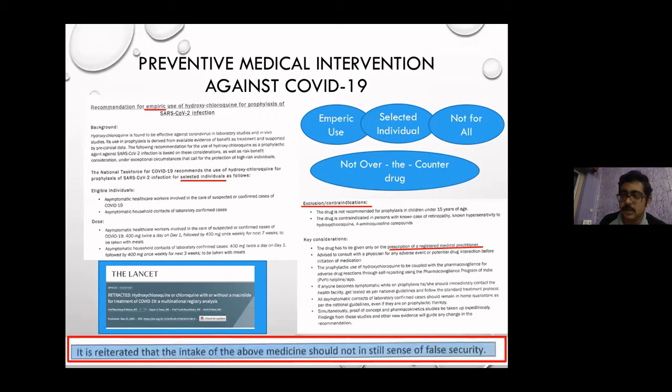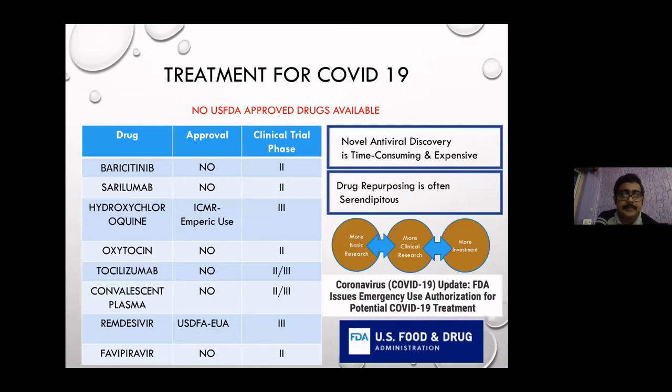Coming to the treatment of COVID-19, we need to understand that US FDA has not approved any drug till date to treat COVID-19. Several drugs like baricitinib, saritinib, hydroxychloroquine, oxytocin, tocilizumab, convalescent plasma therapy, remdesivir and favipiravir are just in clinical trial.